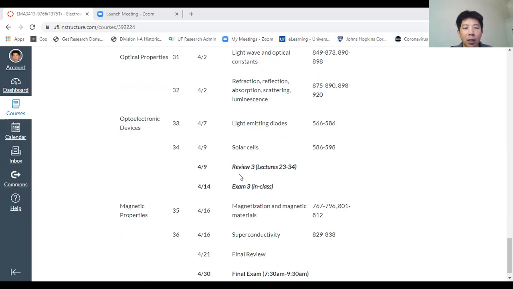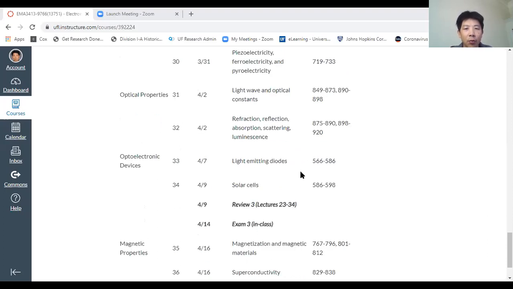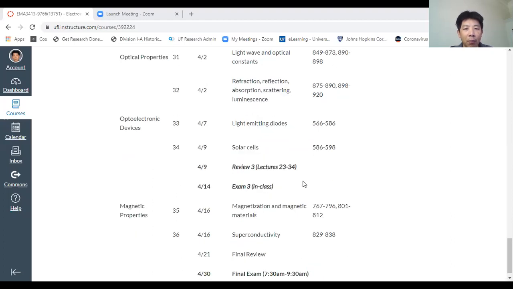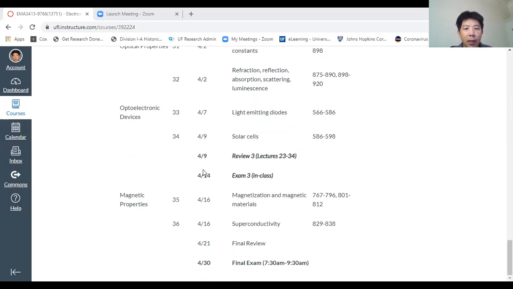This leads us to an exam, the third in-class exam, which will be on Tuesday, April 14th. And by the way, we will still have a quiz on April 9th, and that will actually be our last quiz this semester. That quiz will cover things we talked about this week, optical properties. And after that third exam on Tuesday, we'll use the Thursday lectures to talk about magnetic properties.